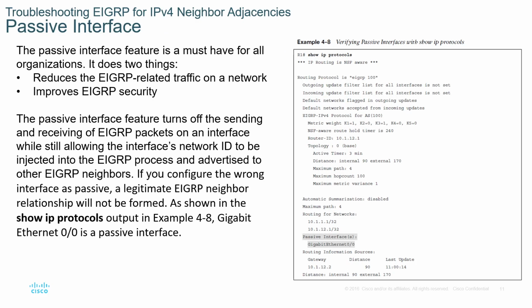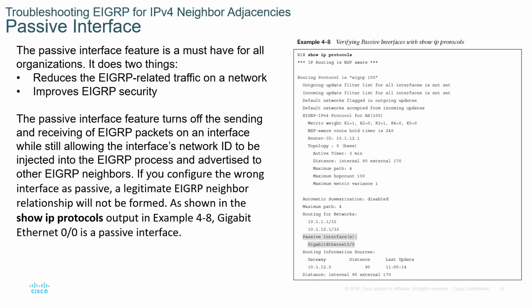Passive interfaces is a big one for not forming adjacencies, because its network is in the routing updates, but it's not participating in the routing process. So there's very good reasons for having passive interfaces.